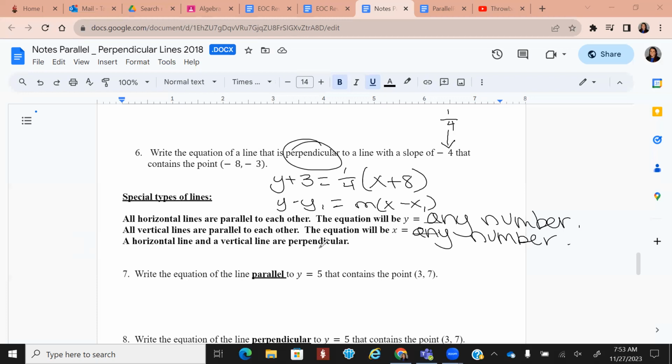Okay, so on this next one, we're going to write an equation to the line parallel to y equals 5. Okay, so if it's parallel, guys, it's going to contain this point (3, 7). And so parallel is going to be whatever this y value is. We're going to say y equals 7. If it said perpendicular, we would say x equals 3.